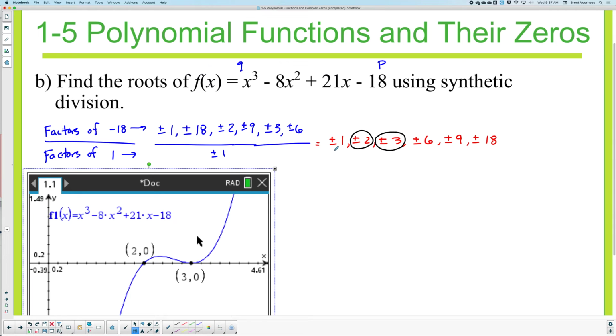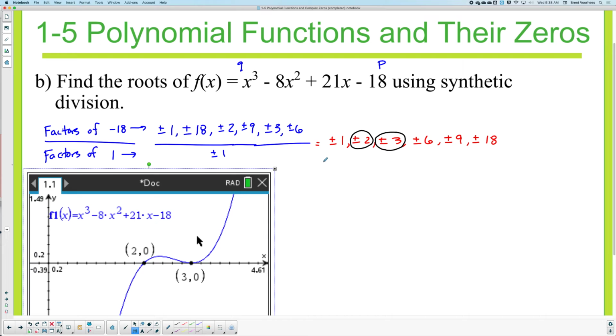What do you think? Pedro, what do you think? If I did synthetic with the number 1, what would I get for my remainder? Would I get 0 or a non-zero number? I'll widen this out. I asked him, because I thought he was fading on me, if, according to this picture, if I did synthetic with 1, do you think I would get 0 as a remainder or a non-zero? No, it would be non-zero. Why would it be a non-zero number? Because it's not a zero in the graph.